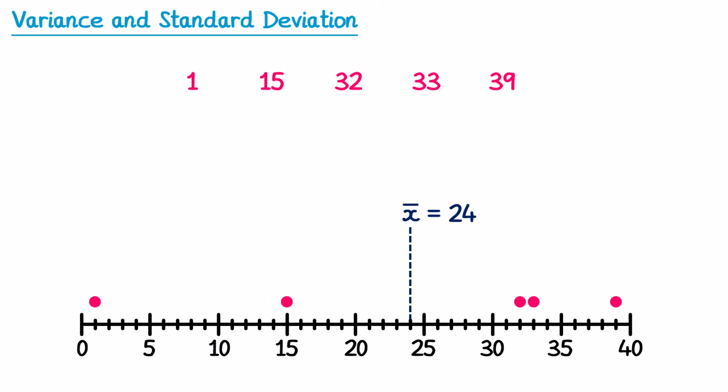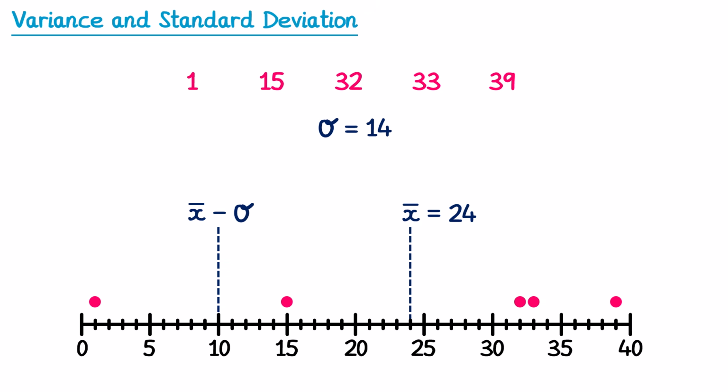Unfortunately, this is not quite so straightforward. The standard deviation for this set of data is 14. I'm going to mark on a value that's one standard deviation below the mean. So I'm going to subtract the standard deviation 14 from the mean 24. That will give me 10. So this value here is one standard deviation below the mean, or x bar subtract one standard deviation.